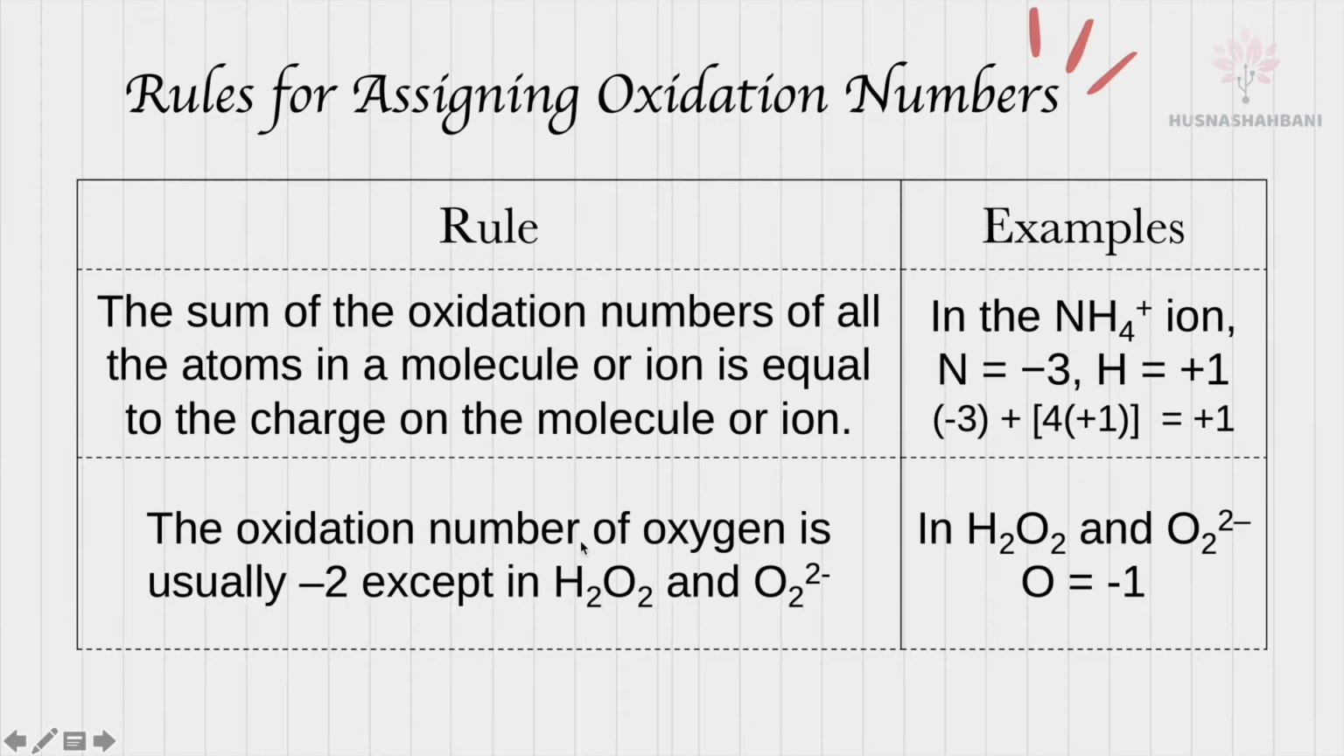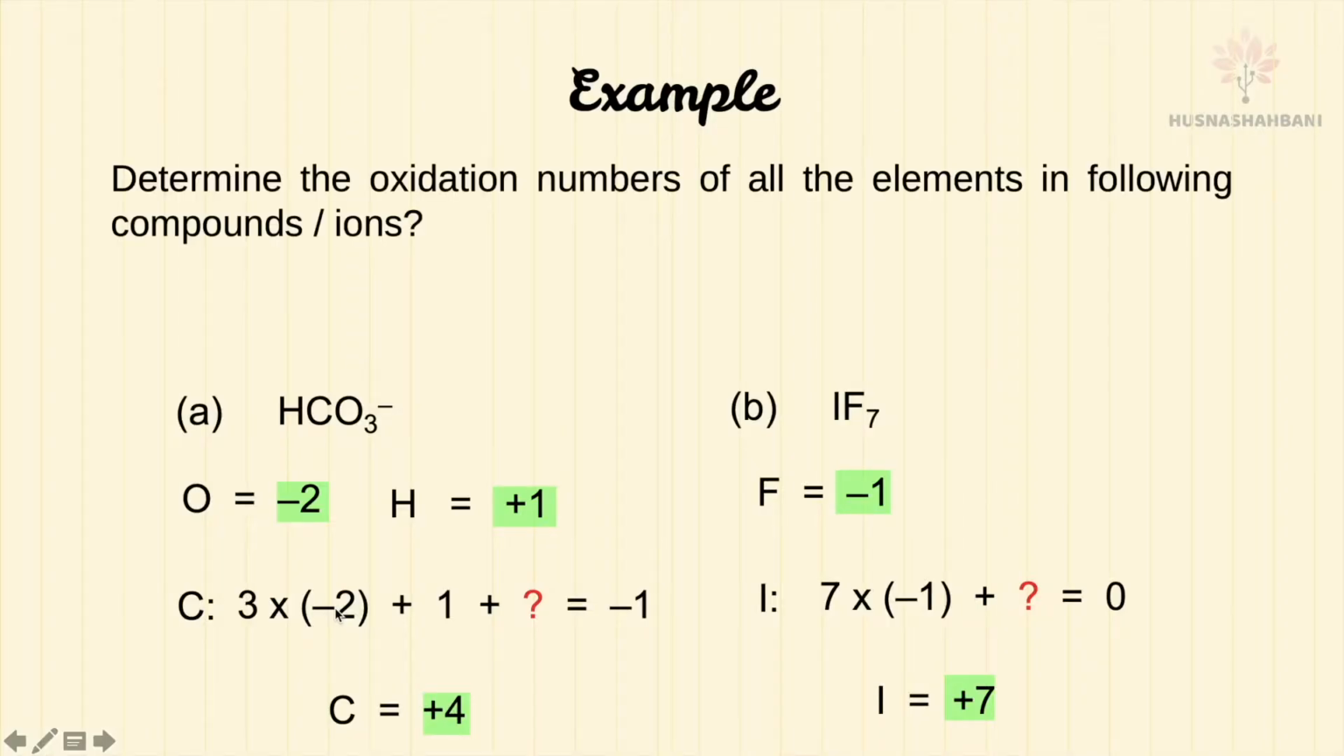The oxidation number of oxygen is usually negative 2, except in H2O2 and O2 2 minus. In both, the oxidation number of oxygen equals negative 1. Other than this, the oxidation number of oxygen is negative 2. Determine the oxidation numbers of all elements in the following compounds.